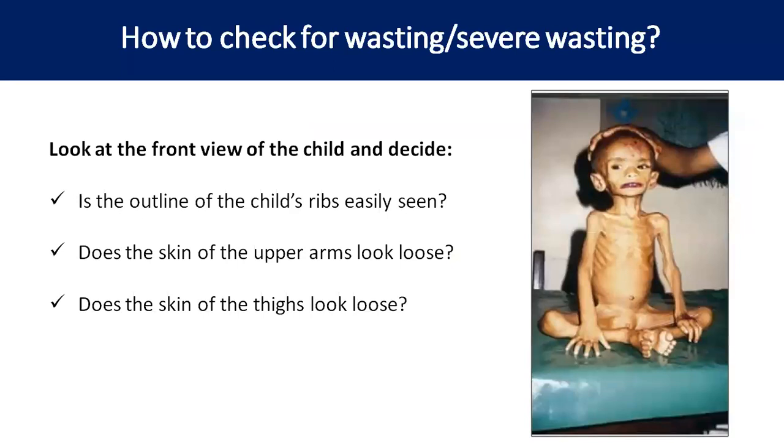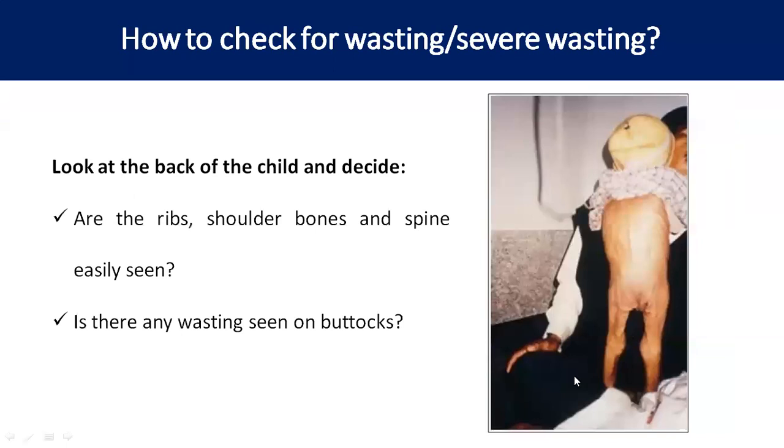And how to check for the second parameter, how to check for wasting or severe wasting. One has to look at the front view of the child and decide: is the outline of the child's rib easily visible? Does the skin of the upper arm look loose? Does the skin of the thigh look loose? So if you look at the child, one can see that the ribs are visible. The skin is very loose in the upper arm. Look at the back of the child. Again, we can see that there is wasting in the buttock area. One can clearly see the ribs from the back and the spine. So there is definitely severe wasting.